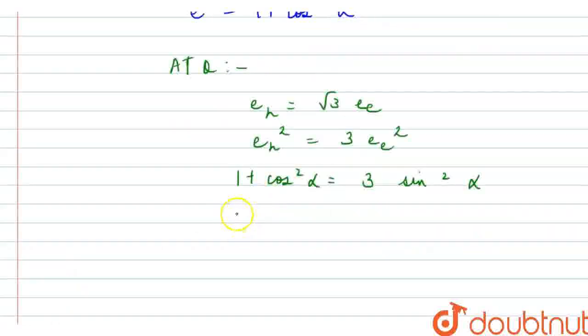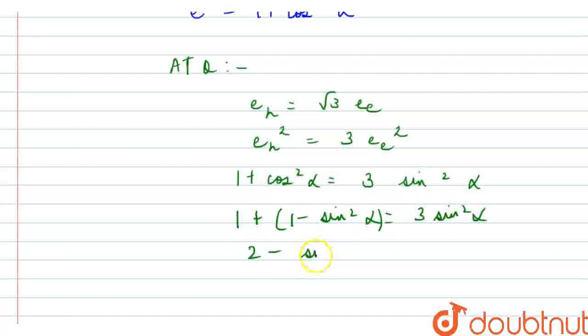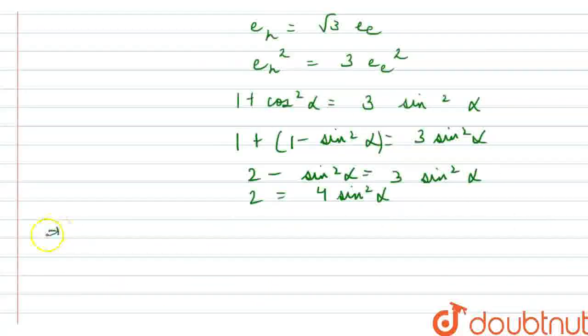Now I can write this cos square alpha as 1 minus sin square alpha. It is one and the same thing. So this is equal to 3 sin square alpha. Solving it, I get 2 minus sin square alpha is equal to 3 sin square alpha. Solving it further, I get 2 is equal to 4 sin square alpha, which implies sin square alpha is equal to 1 by 2.